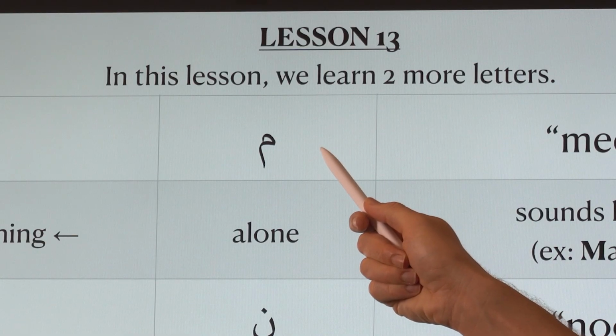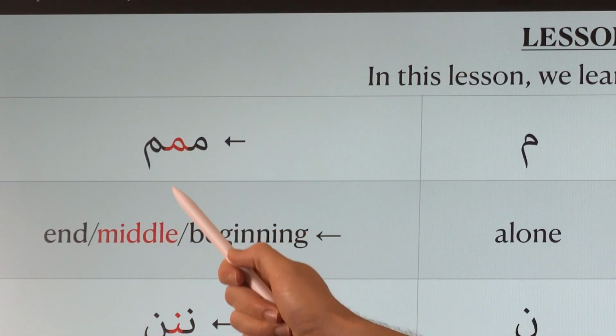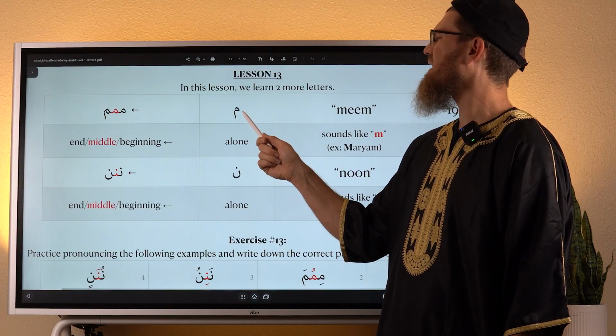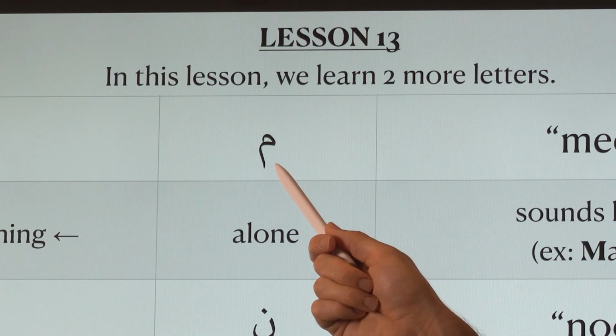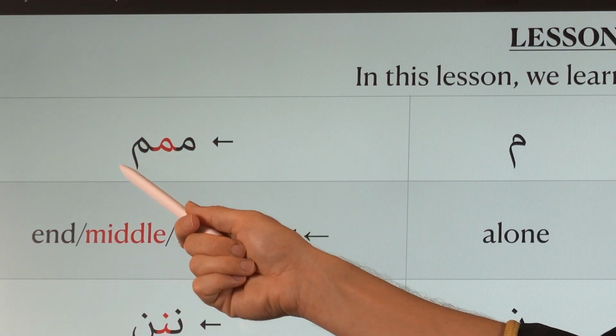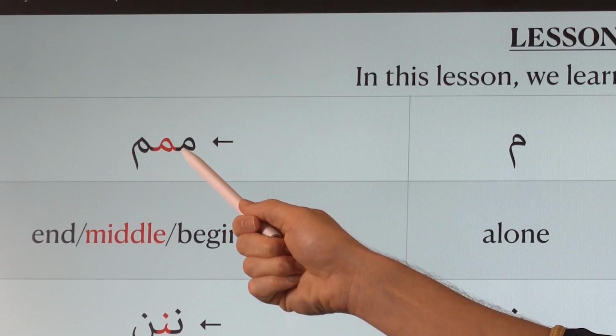This is how the letter Meme looks alone, and this is how it looks in the beginning, middle, and end of a connection. We can think of the letter Meme as having a miniature circle shape with a line coming down when it's alone or at the end of a connection. As for when it's in the beginning or middle, it's just the miniature circle that connects to the next letter.